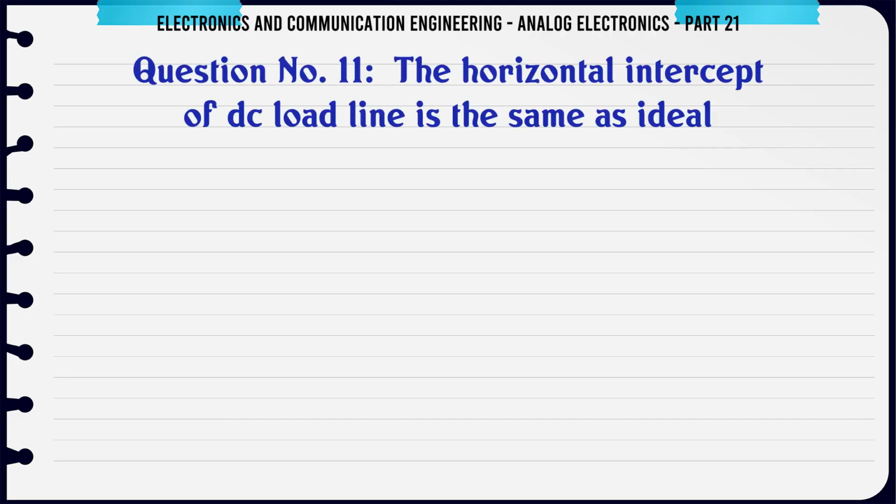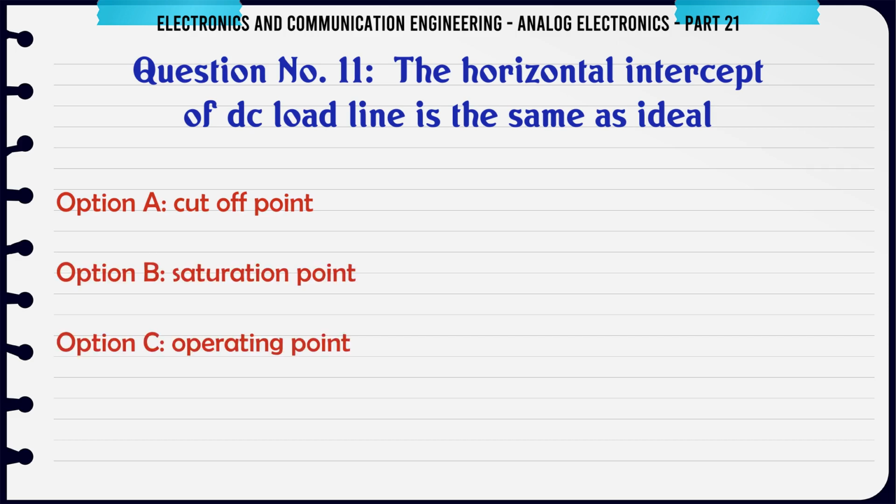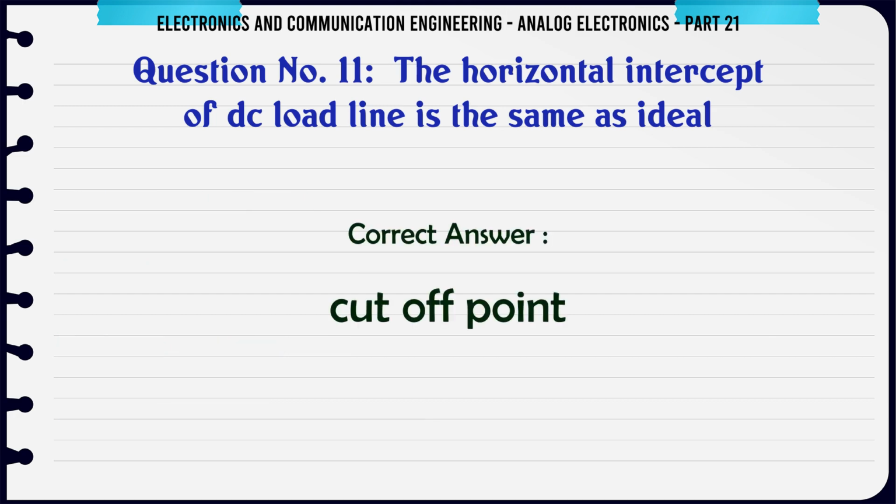The horizontal intercept of DC load line is the same as ideal. A. Cutoff point. B. Saturation point. C. Operating point. D. Quasi-saturation point. The correct answer is cutoff point.